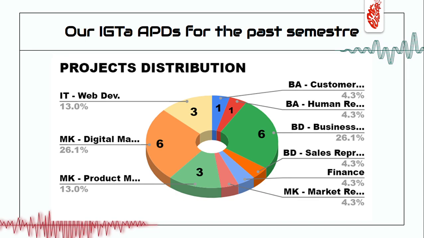And when we talk about IGTA of Isaac in Portugal, these are the approvals that we've made in the past semester. We had 6 approvals for marketing and digital manager, 3 approvals for IT and web development, 1 approval for BA in customer support, 1 for HR and BA, also business administration, 6 for business development, 1 for sales representative in PT, 1 for finance, 1 for marketing and market research, and 3 for marketing and product management.